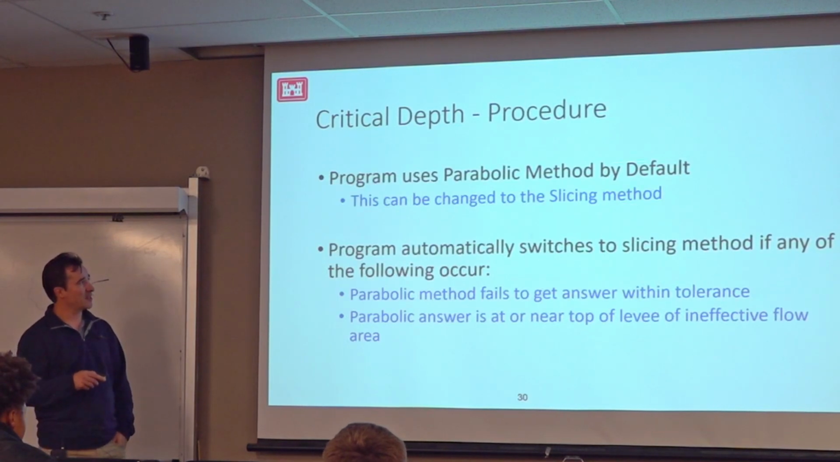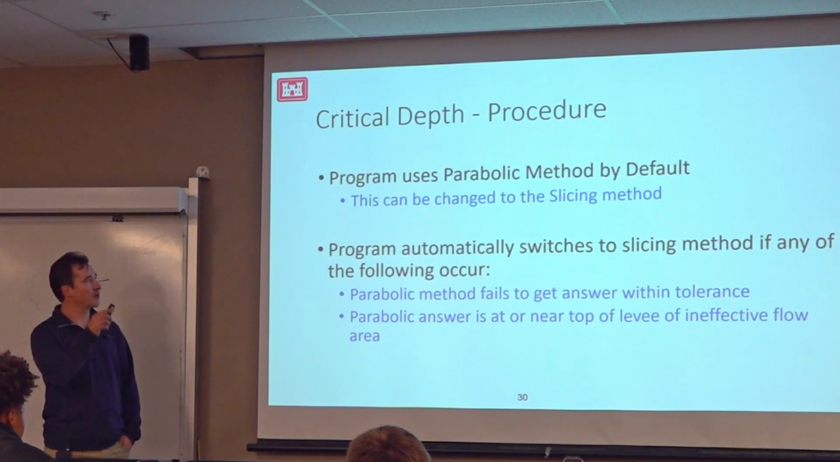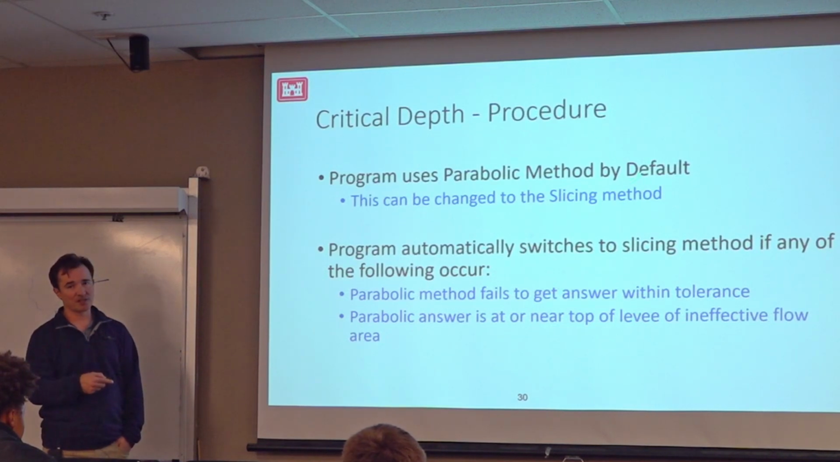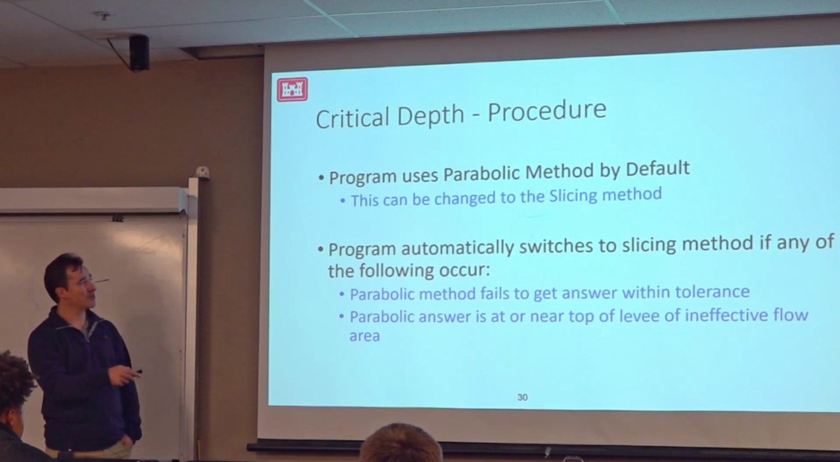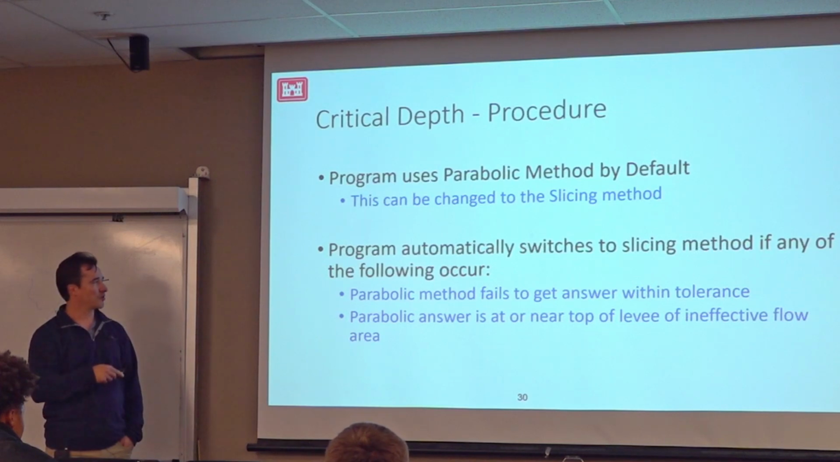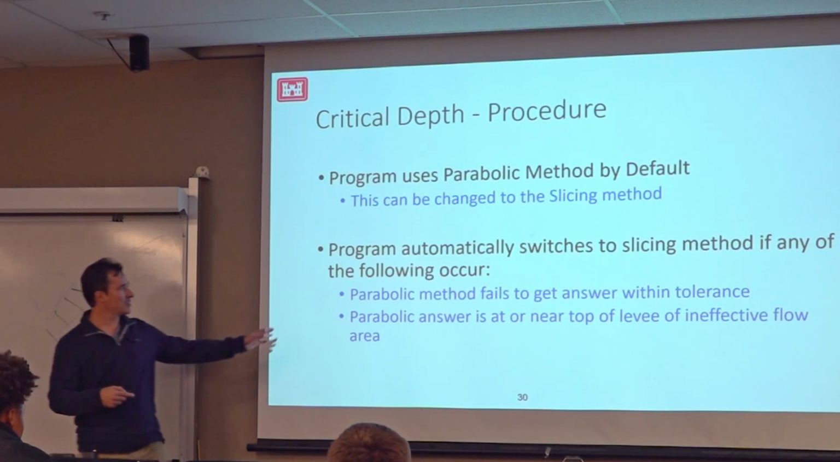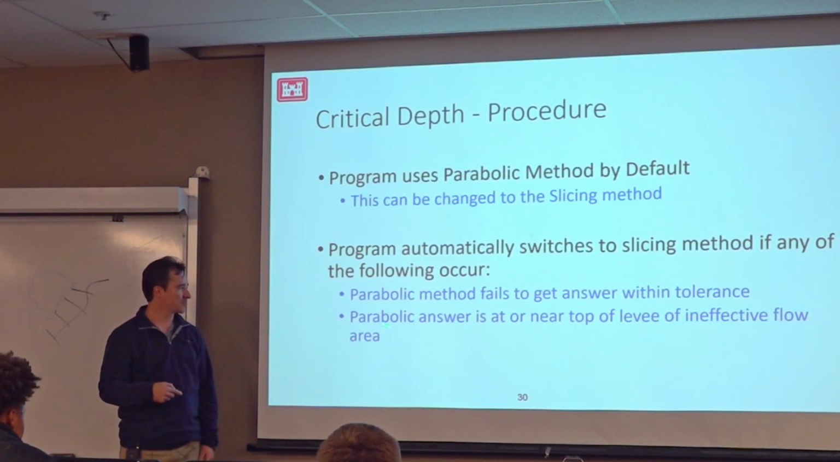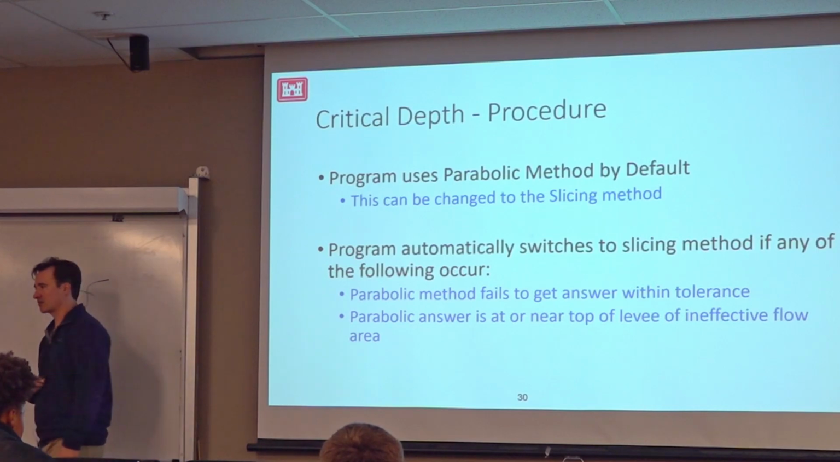So the default method is the parabolic method. If it fails, it goes to the other one, but the user can change the critical depth method to always use the slicing method. It is more expensive. It'll automatically switch from parabolic to the other one in these cases.